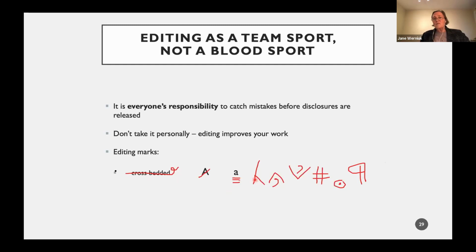Next is the funny shaped H, which is an insert. To the right of that is an insert a comma. To the right of that is insert an apostrophe. To the right of that is the number or the hashtag symbol, and that means insert a space. And then is a period surrounded by a circle, which means insert a period or a full stop. And then the backward P means start a new paragraph at this position.